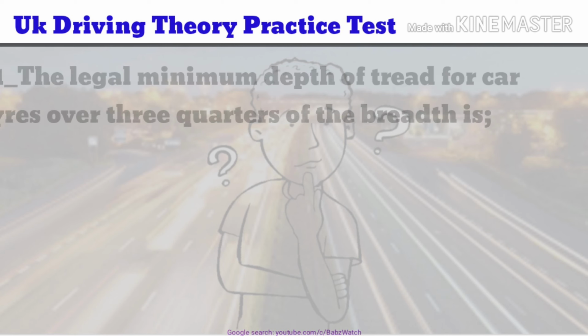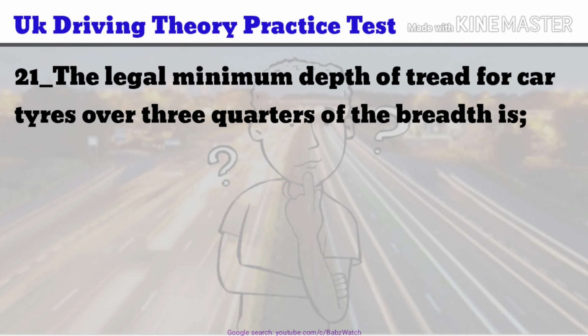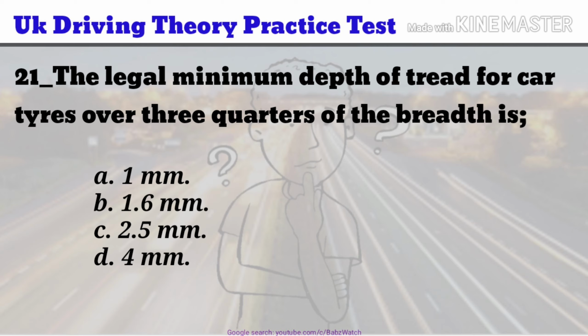UK Driving Theory Practice Test Question 21 of 50. The legal minimum depth of tread for car tyres over 3/4 of the breadth is A. 1 mm, B. 1.6 mm, C. 2.5 mm, D. 4 mm. The correct answer is B.